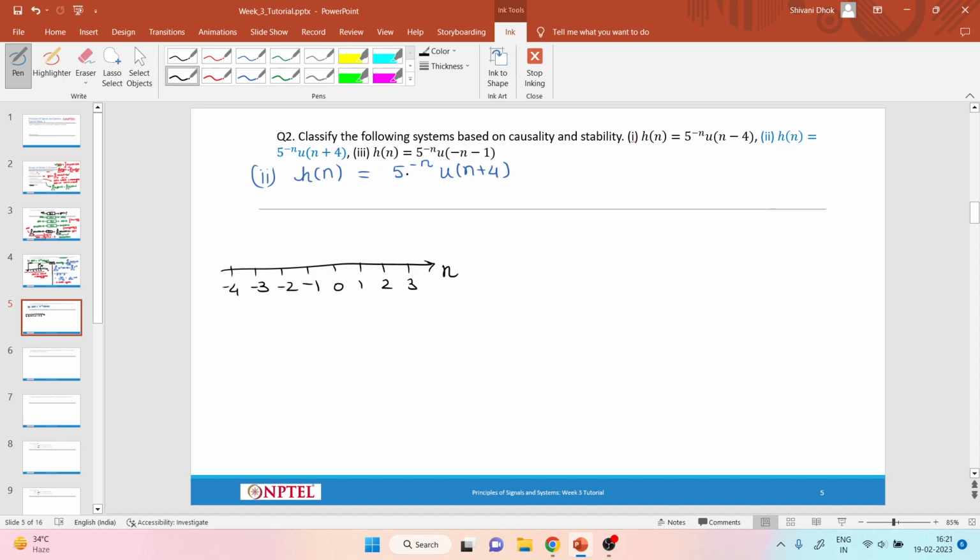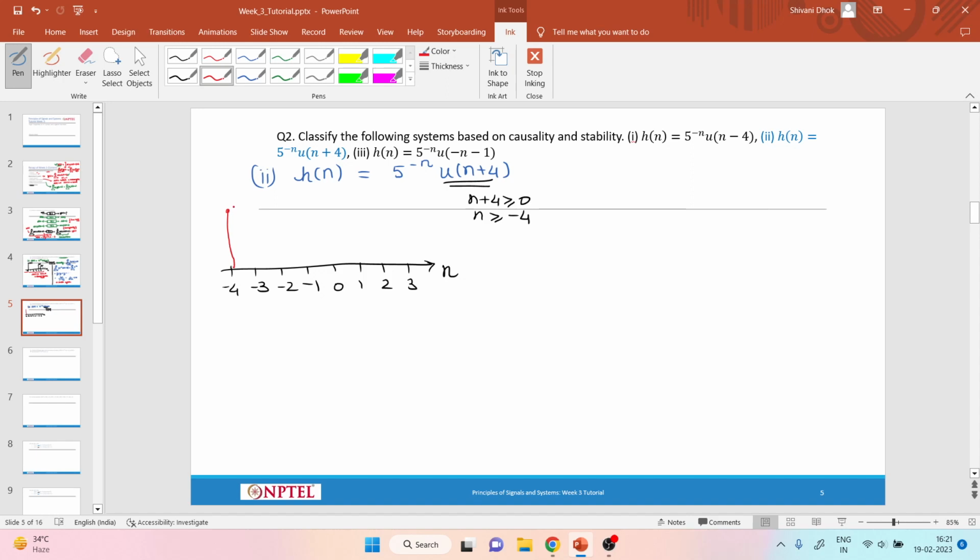So this u of n plus 4 will be non-zero when my n plus 4 is greater than or equal to 0, that is, my n is greater than or equal to minus 4. And at minus 4, this 5 power minus n will take the value 5 power 4. So the signal that I will be getting is something like this.